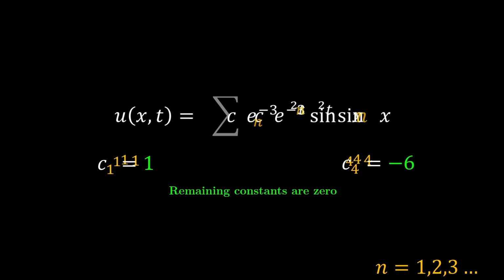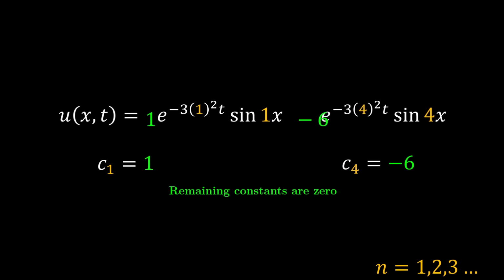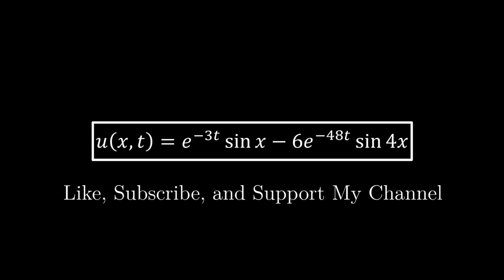After plugging in c1 and c4, which produces only two terms, the n equals 1 and the n equals 4 term, we obtain the following on the right-hand side. And after some very basic simplifications, we end up with this final result, which is the solution to our original partial differential equation.